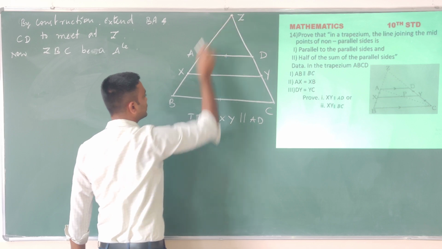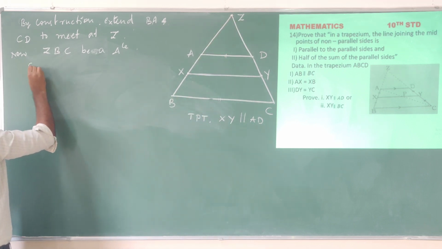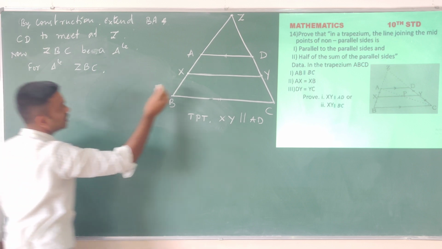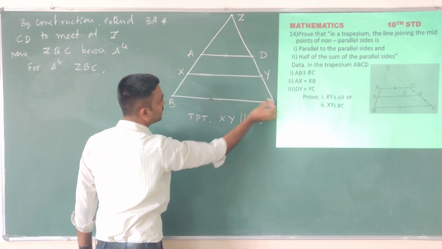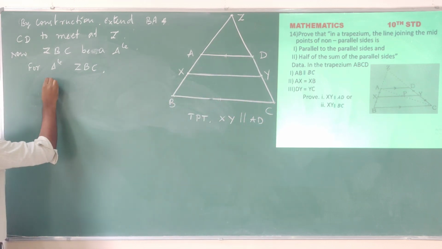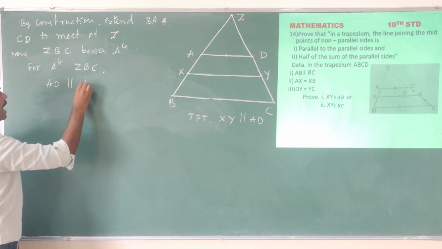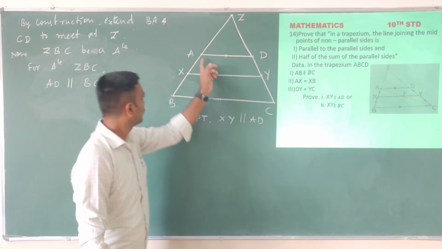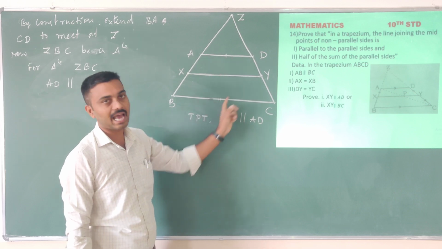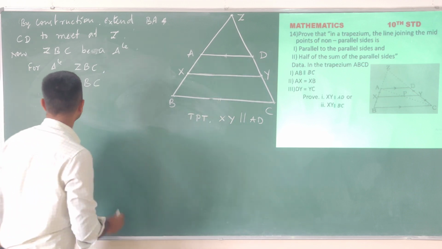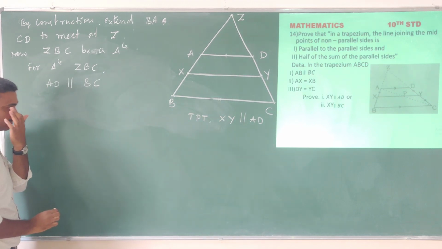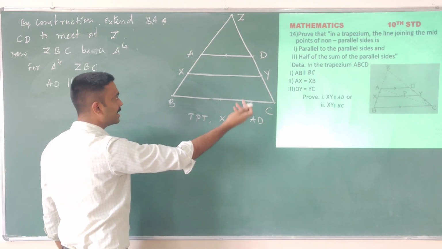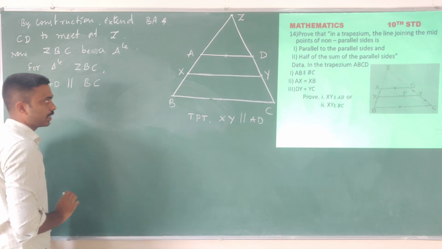Now for the triangle ZBC, AD and BC are parallel. AD and BC are parallel to each other because they are already parallel by the given condition, as these two are the parallel sides of the trapezium. So now AD is parallel to BC. Now we want to show that XY is parallel to AD and parallel to BC. How to show this condition?